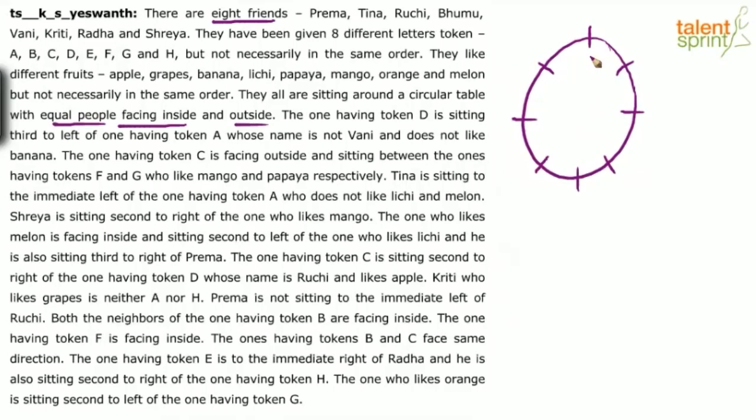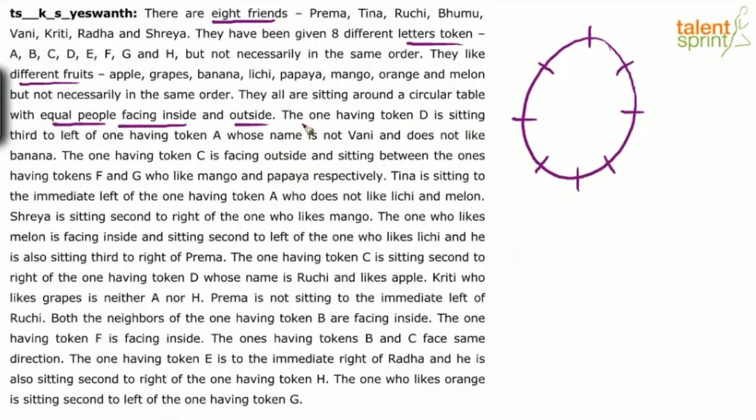Basically 4 parameters: persons, fruits, letter tokens, and inward and outward facing. These 4 things have to be fixed. Now, it's not that you have to always start with the first point. Let us find a suitable point which will be a good start.